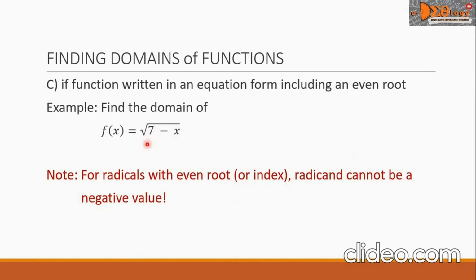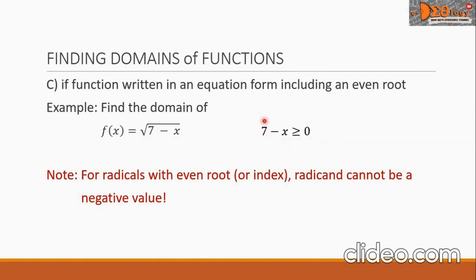So what we'll do now is to copy the radicand, that is the 7 minus x, and then we will write greater than or equal to 0, because we say that this radicand cannot be negative. So we will always use the symbol greater than or equal. And from here, we will solve for x. We want this x to be alone.